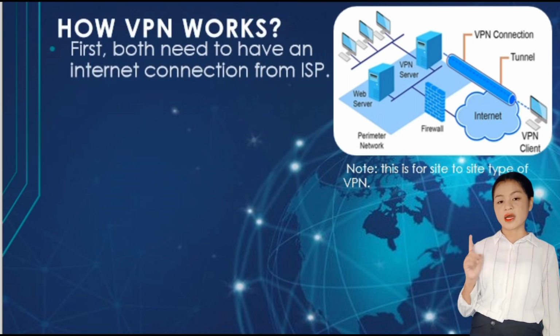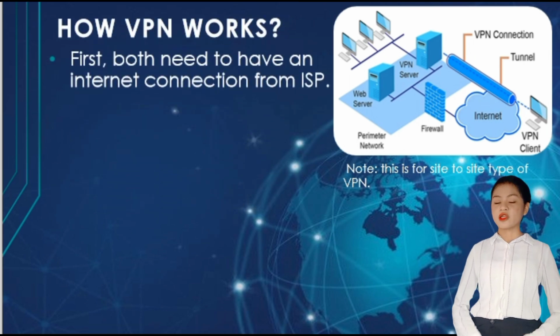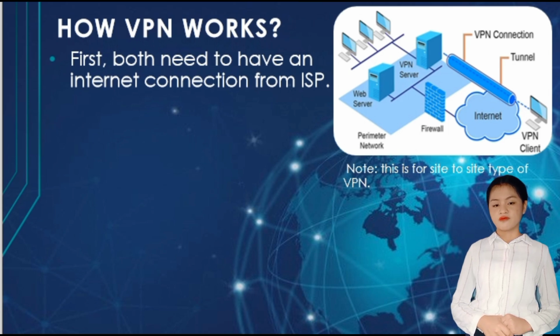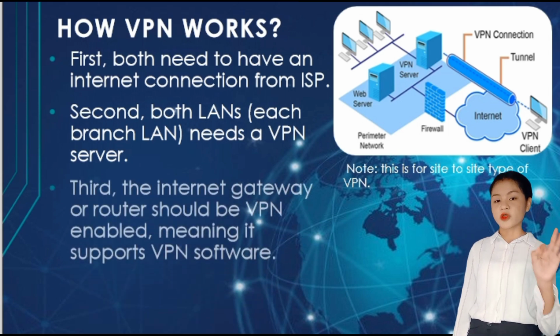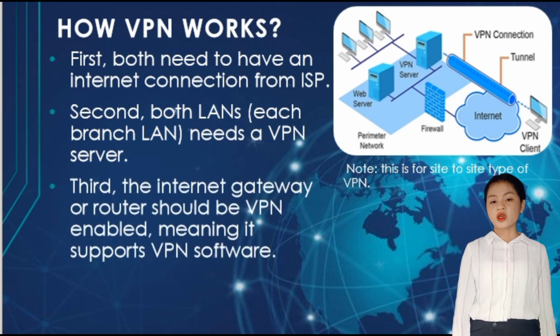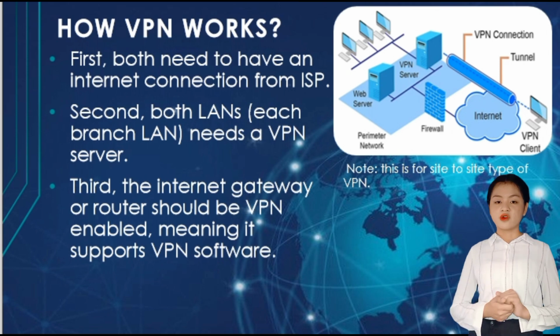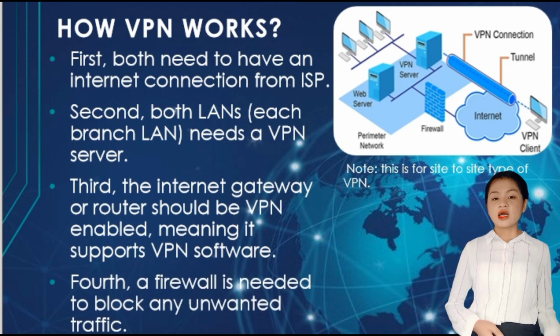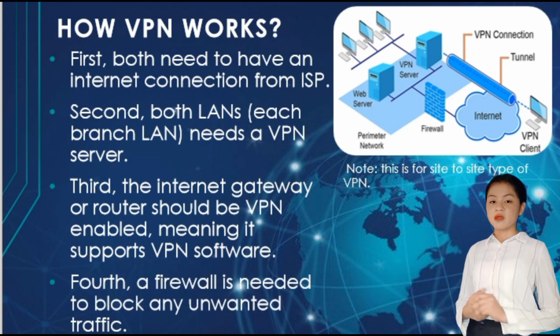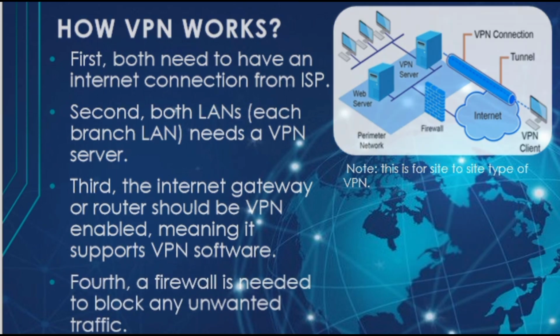So the first one is both need to have an internet connection from an ISP. The second one is both LANs, or each branch LAN, needs a VPN server. And the third one, the internet gateway or router should be VPN enabled, meaning it supports VPN software. And the last one, a firewall is needed to block any unwanted traffic.